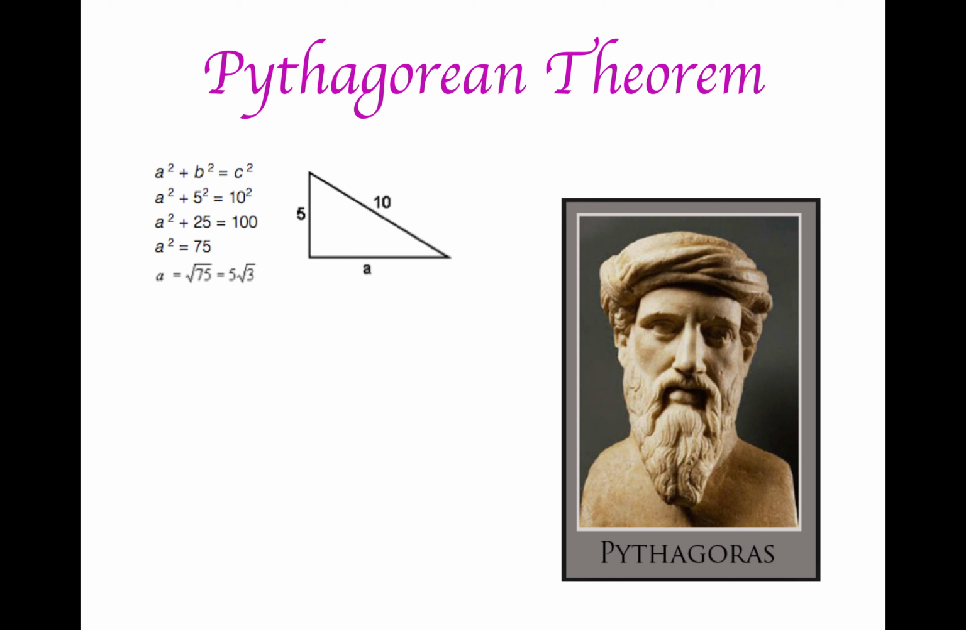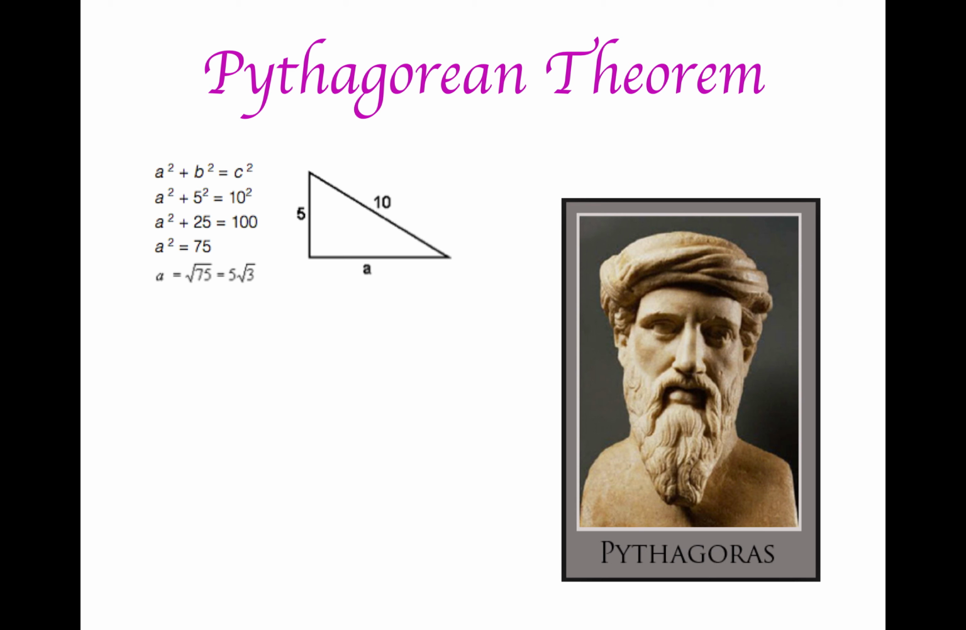and I just decided to pick 5 as my leg for b. So I'm solving for a. So a squared plus 5 squared equals 10 squared. And then again, using your calculator, square both the 5 and the 10, and you'll get your next line in the equation: a squared plus 25 equals 100.